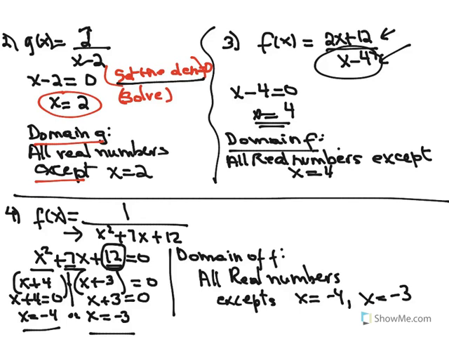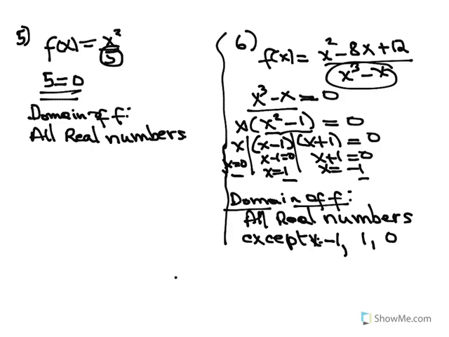Some examples have linear expressions in the denominator. So we have 2 and 3 with linear expressions. Number 4 has a quadratic expression. Number 5 has a constant, and number 6 has a polynomial in the denominator with an exponent greater than 2. So it's a little trickier to factor the denominator in this case.